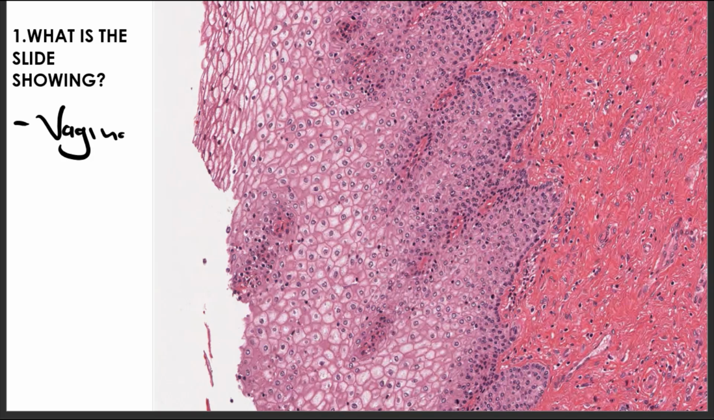What is this slide showing? This is the vagina. Why? You can see non-keratinized stratified squamous epithelium, and then the lamina propria has got no glands. So this is the vagina.